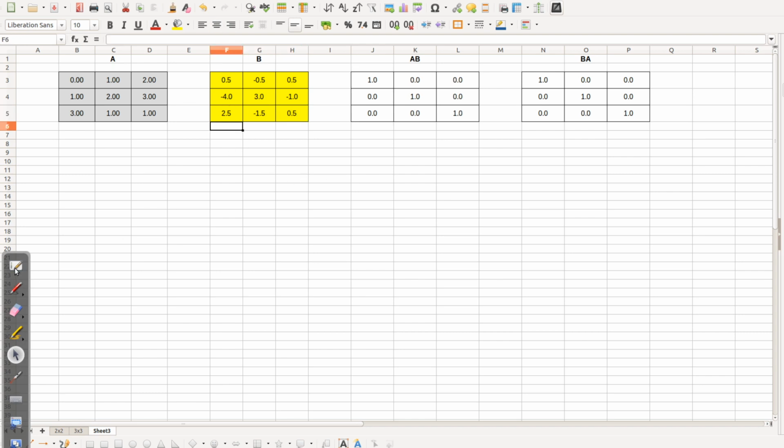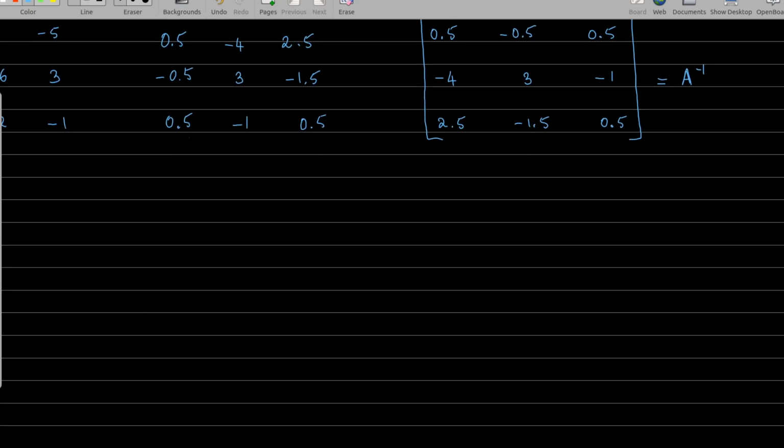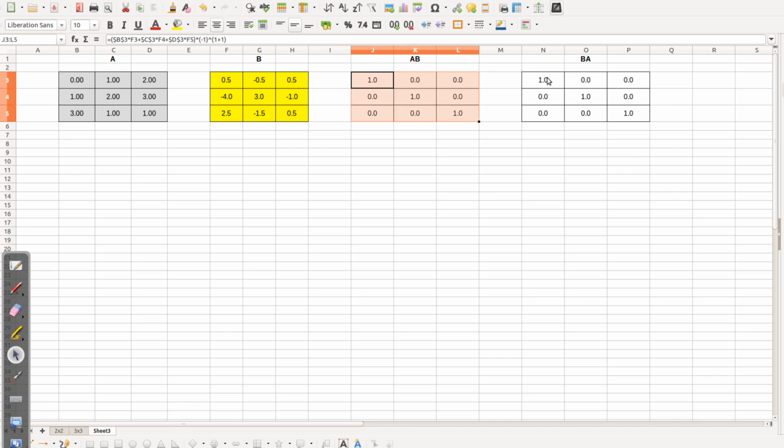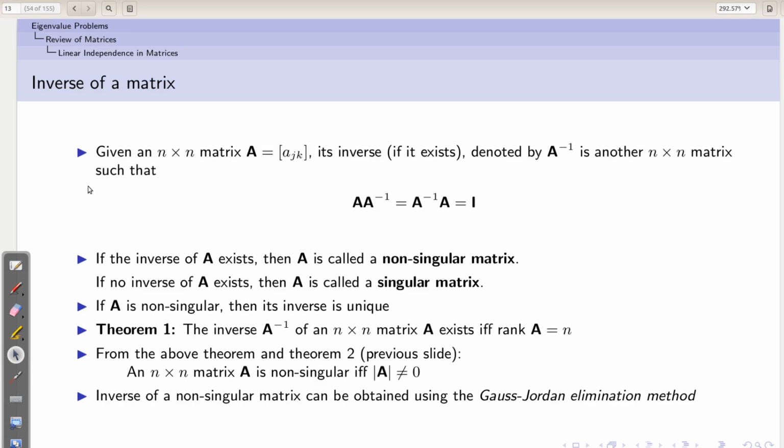Because it's an inverse, we know what should happen. If you post multiply a matrix with its inverse, or pre multiply with its inverse, the result will be the identity matrix. And we can see here in both cases this is the identity matrix. Okay, so that was basically a brief review of matrices. In the next class we will have a look at eigenvalue problems. Thank you.